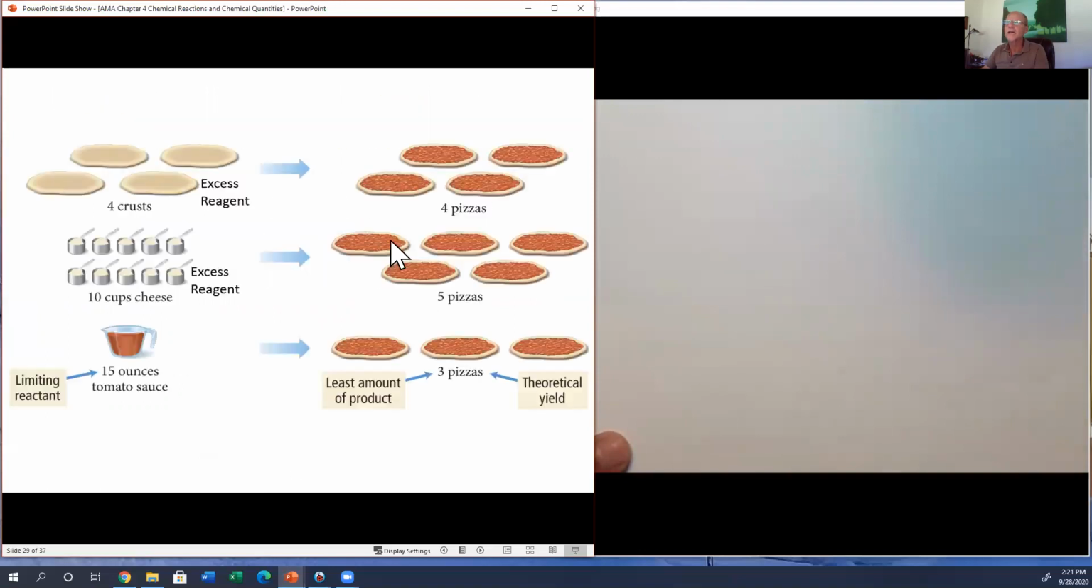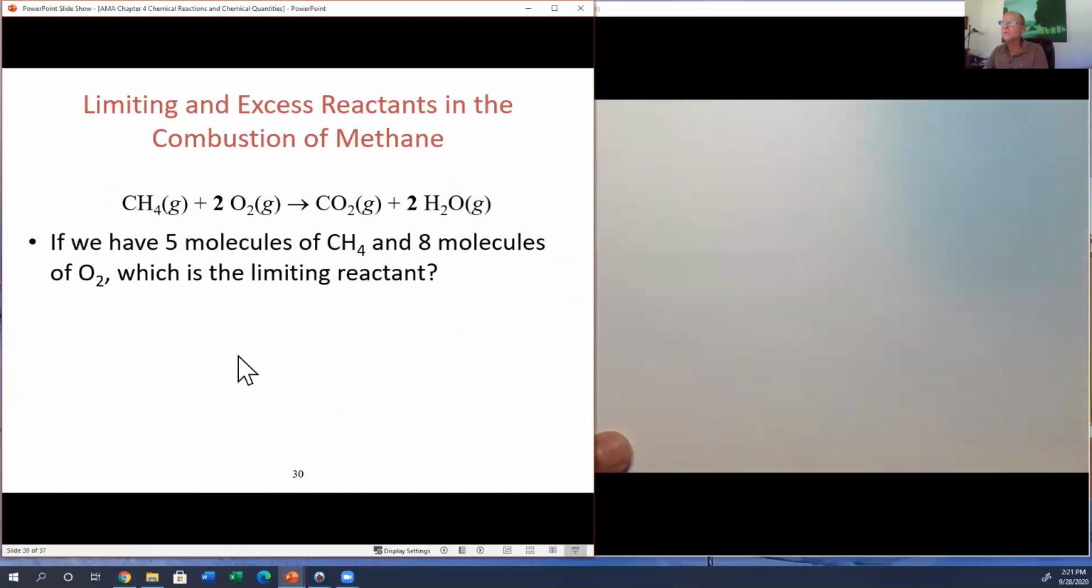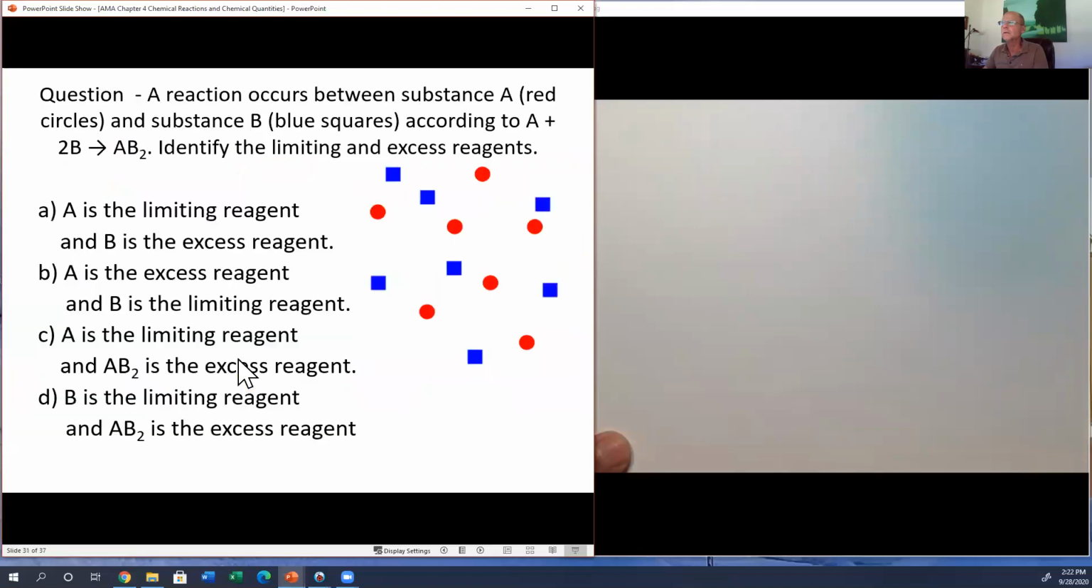We said, okay, if I have 4 crusts, how many pizzas can I make? If I have 10 cups of cheese, how many pizzas can I make? If I have 50 ounces of tomato, how many pizzas can I make? The one that made the least amount of pizza is the limiting reactant, right? So you would want to do the same thing here.